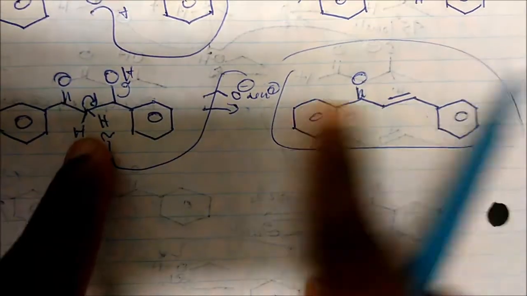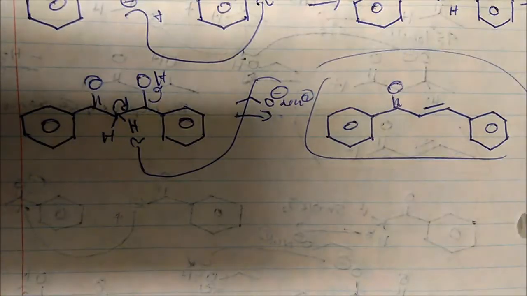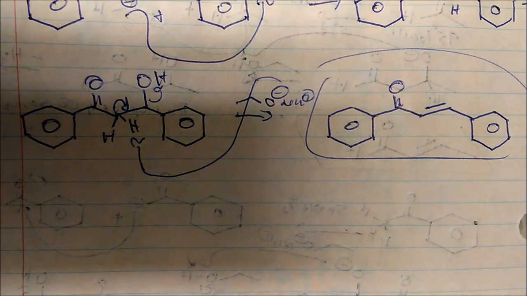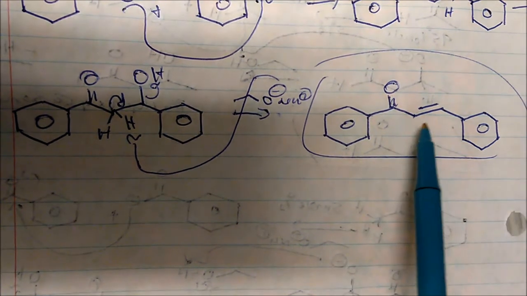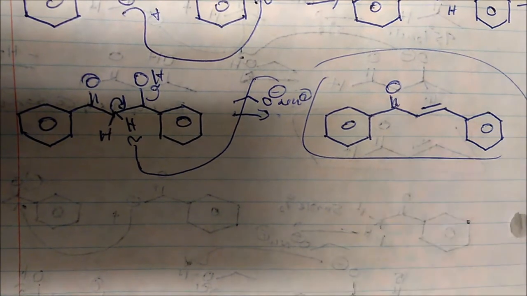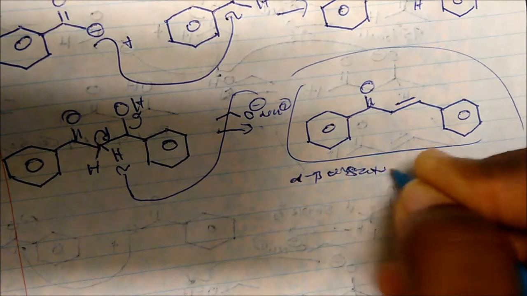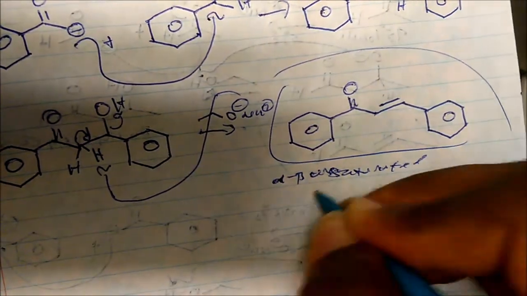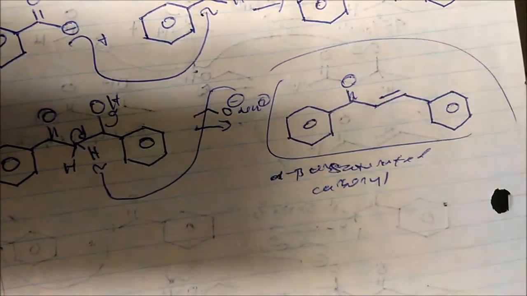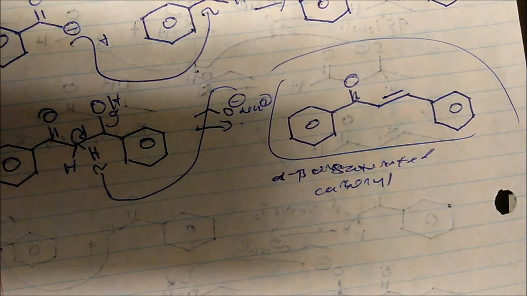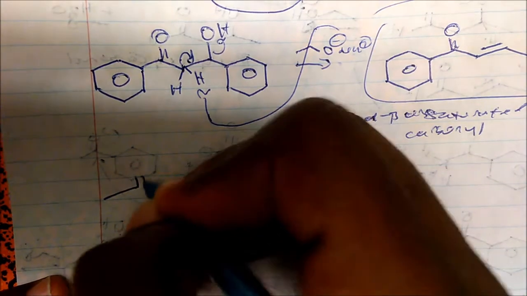Again, either one is okay. It all depends on what your professor wants. Now, if on a test they just ask you to predict the product, I would just go the furthest and simplify to the alpha beta unsaturated carbonyl. But either one is fine. Okay. Now, what if you take this molecule here?